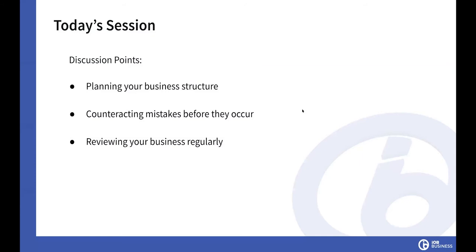So today's session, what we're going to be talking about, planning your business structure. A massively important part to ensuring that your digital agency runs as smoothly as it can is making sure that our business structure is in place to handle the workload that we are asking of it. Second thing we're going to be talking about is counteracting mistakes before they occur. Really important. We want to read just a little bit into the future to make sure that we're counteracting any potential future problems.